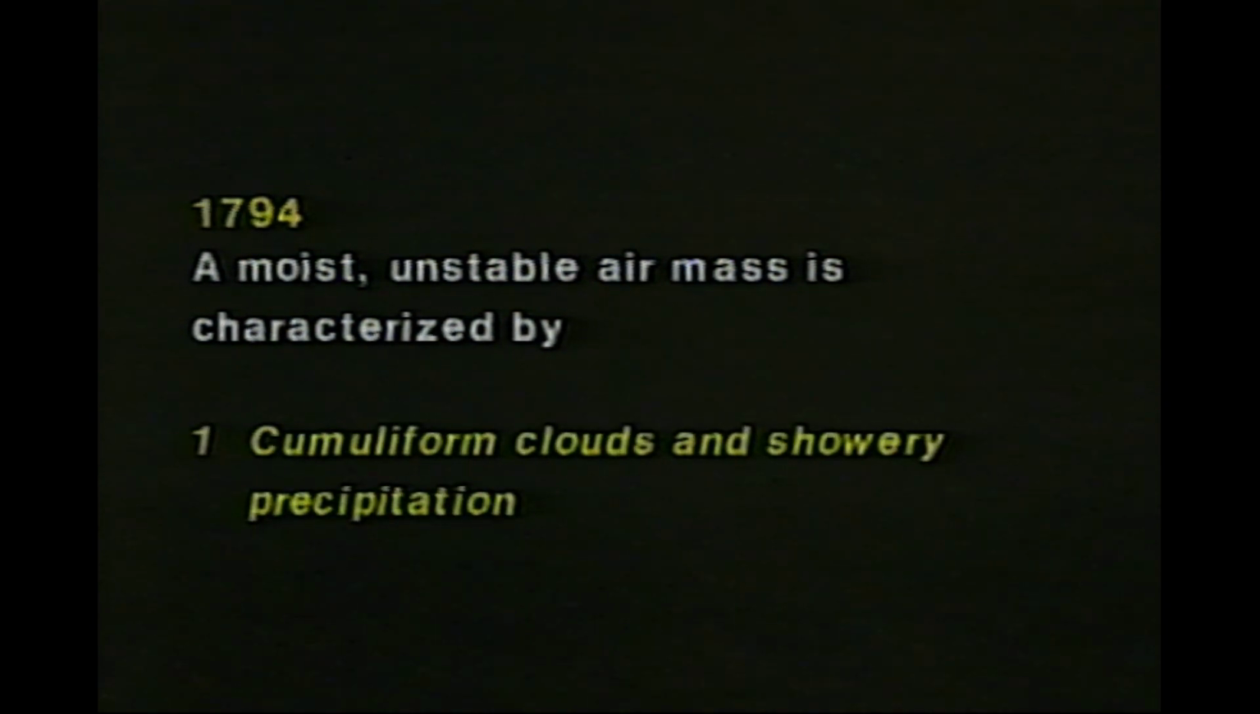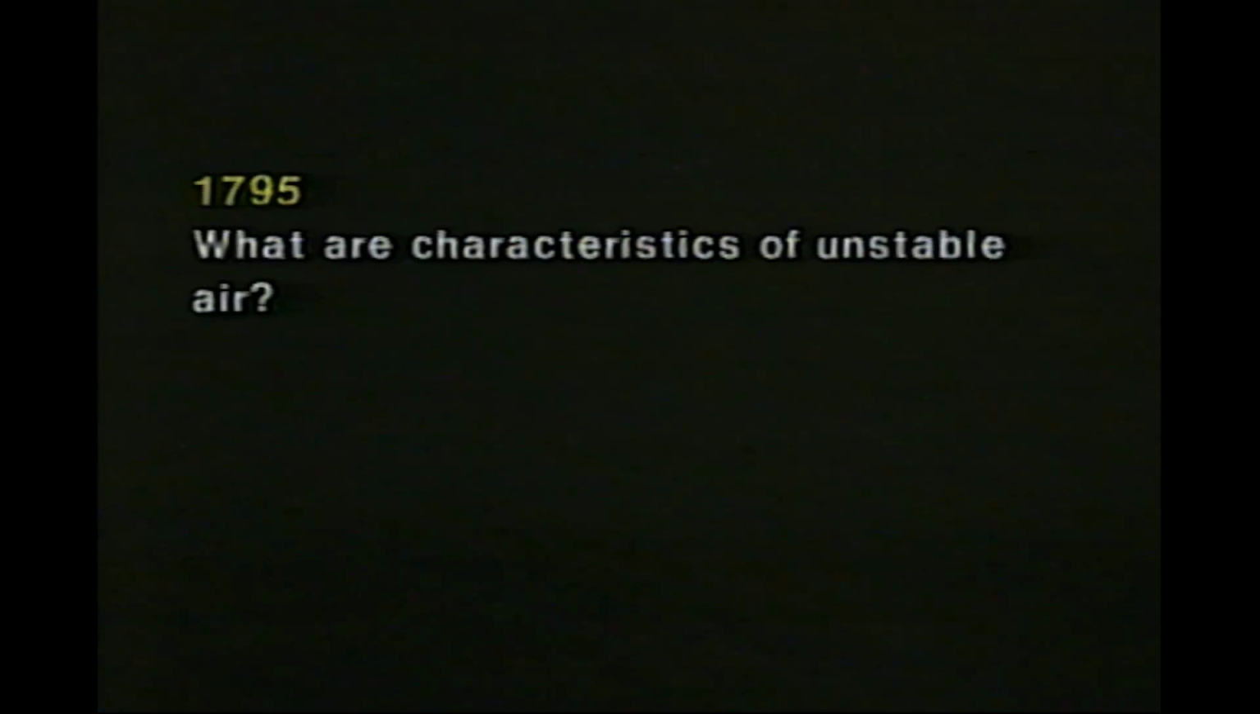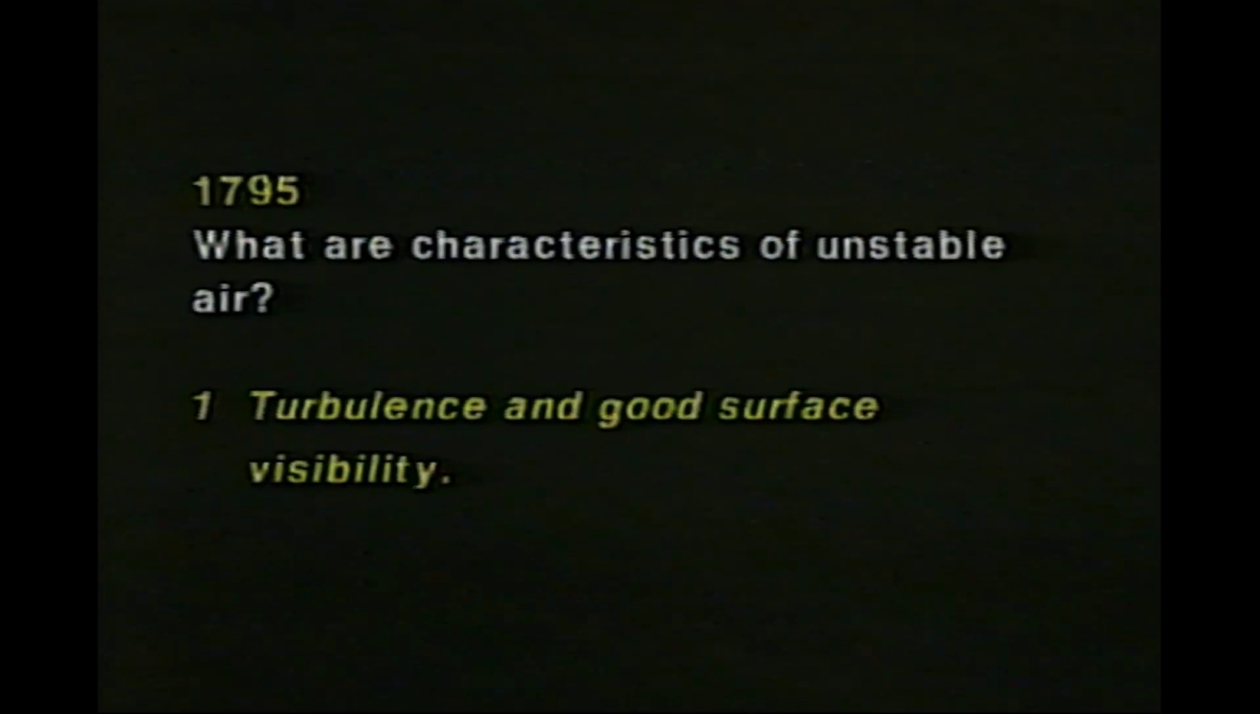794. A moist, unstable air mass is characterized by? Okay, we have unstable air in this case, so you're going to have our puffy type clouds, the cumuliform type clouds. So it's answer 1, cumuliform clouds and showery precipitation. 795. What are characteristics of unstable air? Unstable air will give you turbulence, and because of this turbulence, the visibility will normally be good except in blowing obstructions or rain showers. So it's answer 1, turbulence and good surface visibility.